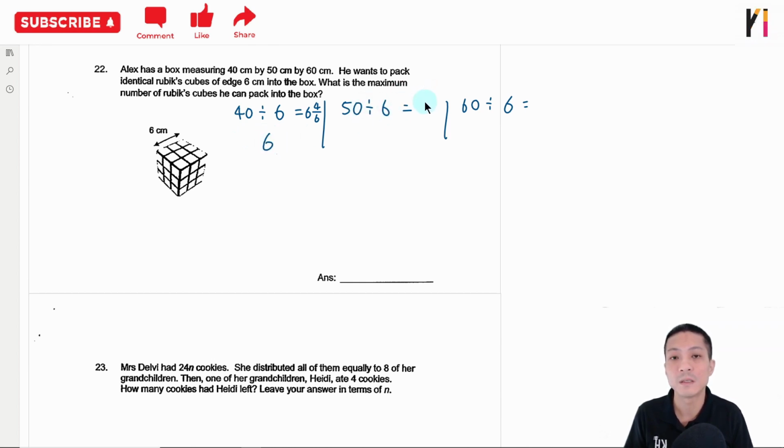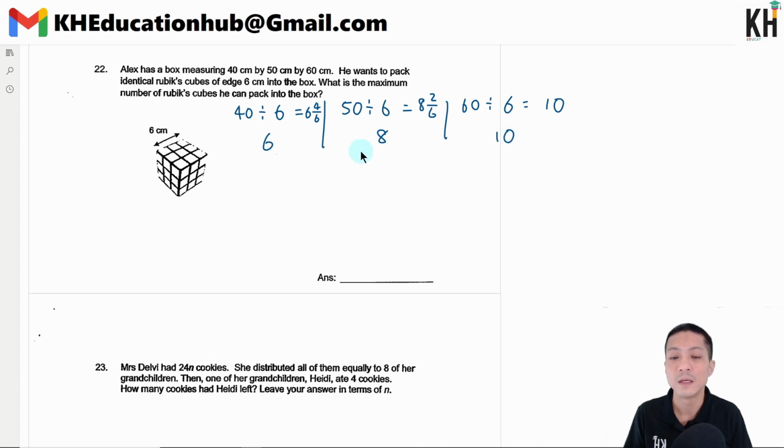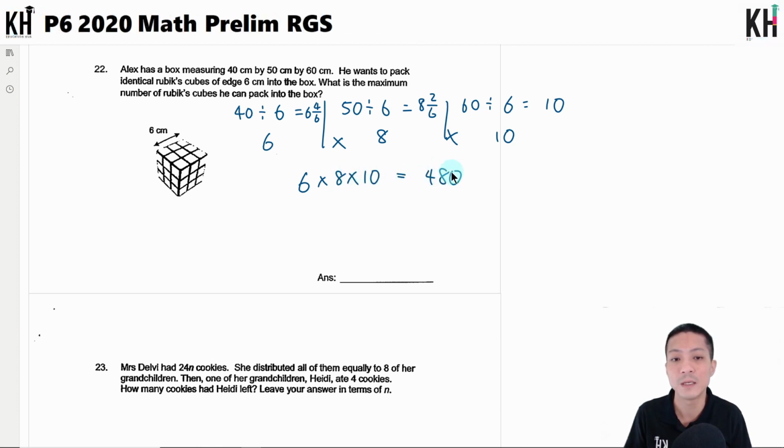50 divided by 6 will be 8 and 2 out of 6. Closest whole number is 8. 60 divided by 6 is 10, which will be 10. And then after that, I just multiply the whole numbers together. So 6 times 8 times 10 will be 480. So this one is the answer.